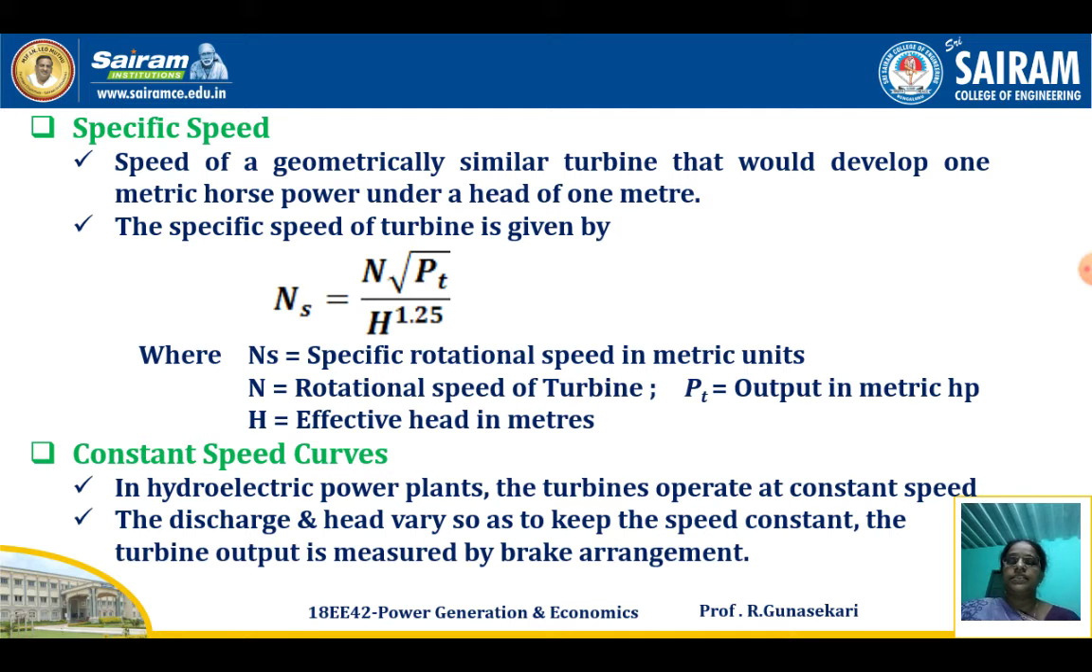Next characteristic is constant speed curves. In hydroelectric power plants, the turbines operate at constant speed. The discharge and head vary so as to keep the speed constant. The turbine output is measured by brake arrangements.